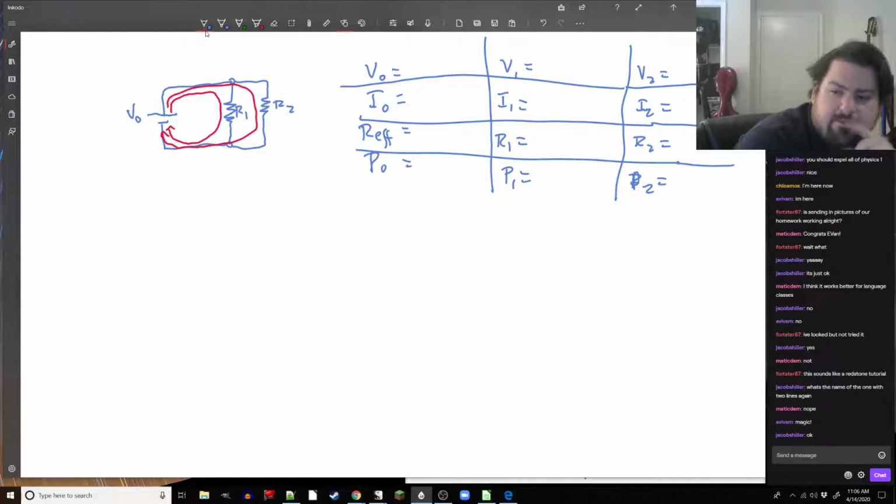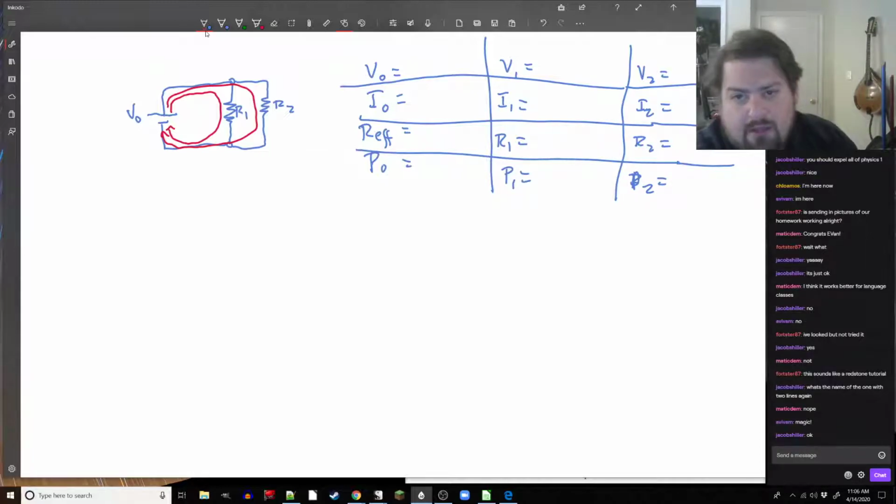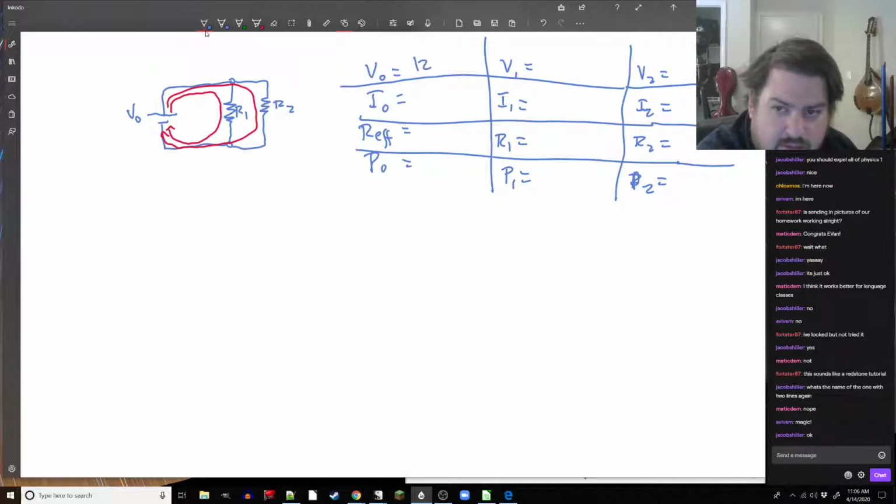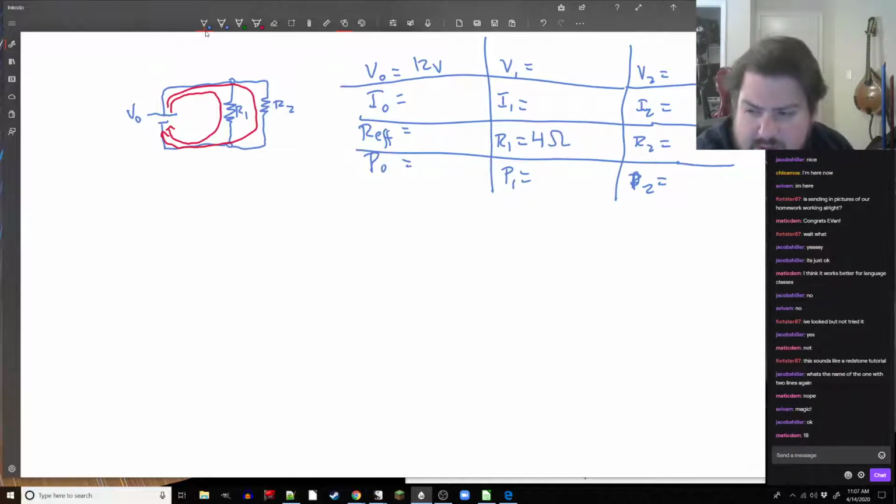P2 equals, okay. Most of the time, all I'm going to need to give you is V0 and the resistances. What's a good number? Let's make this 4 ohms. And what should this one be?